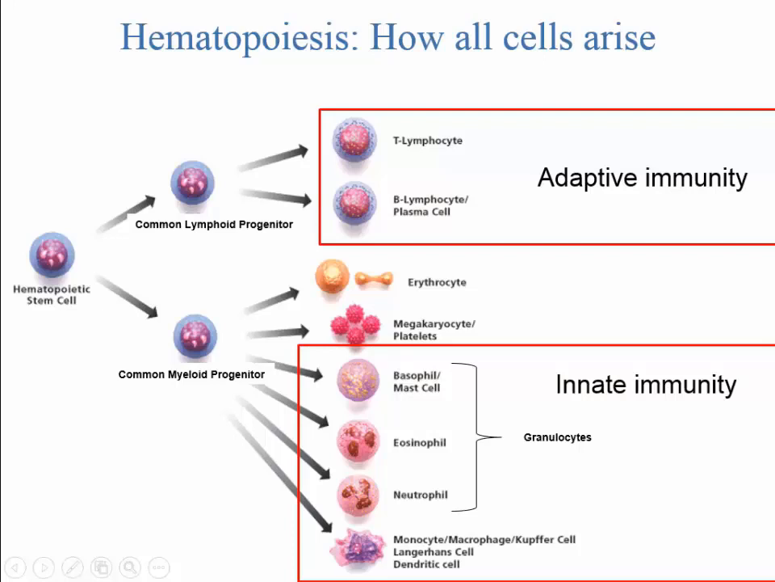Common myeloid progenitors consist of our erythrocytes, so red blood cells necessary for carrying oxygen, our megakaryocytes or platelets, which are necessary for other metabolic functions, and then of course our various forms of innate immunity, so basophils, mast cells, eosinophils, neutrophils, and then of course a whole host of monocytes, macrophages, Langerhans cells, and dendritic cells. These all consist of antigen-presenting cells.